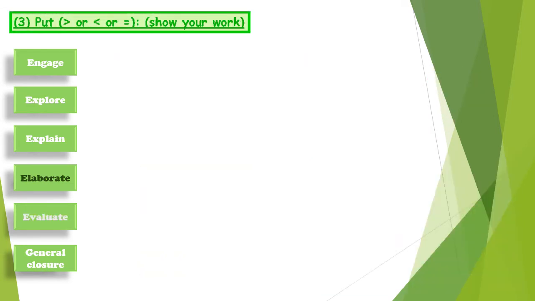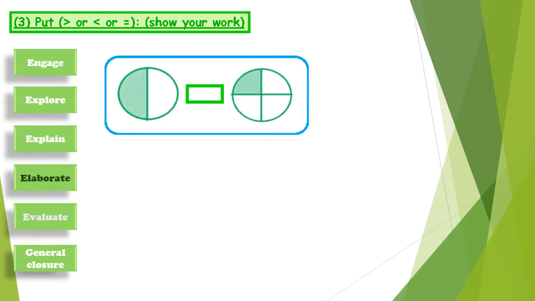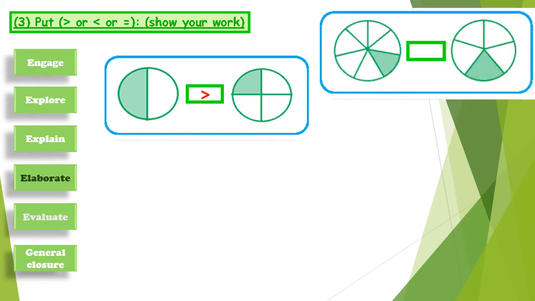Put greater than, less than, or equal. This is half, 1 out of 2, and this is fourth. Which is the greatest fraction? Half. Look here. 1 out of 1, 2, 3, 4, 5, 6, 7. It is sevenths, and here is fifths. So sevenths or fifths, which is the biggest fraction? Look at the biggest part. Yes, fifths is bigger.